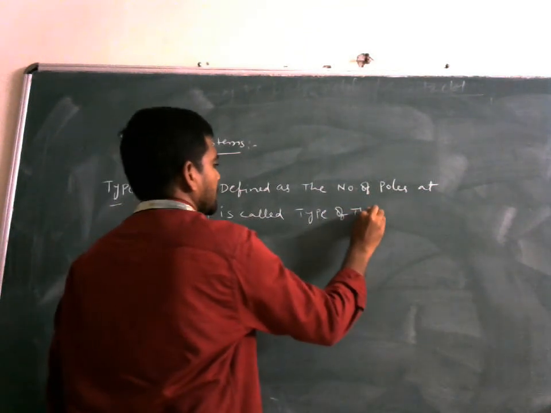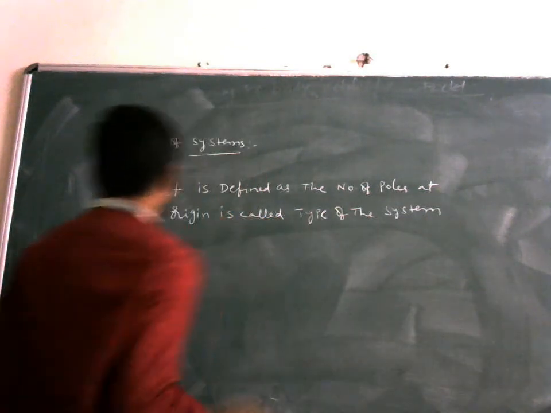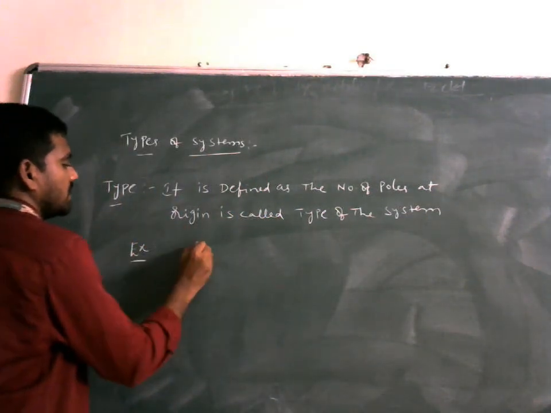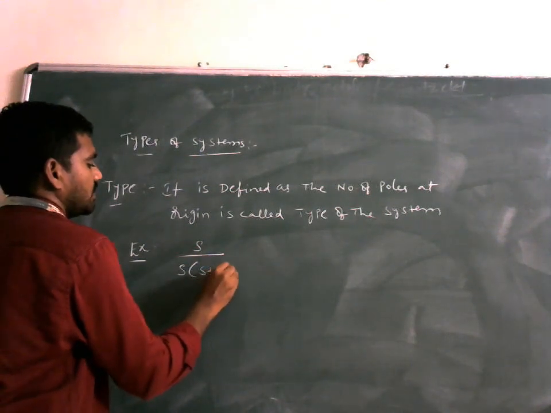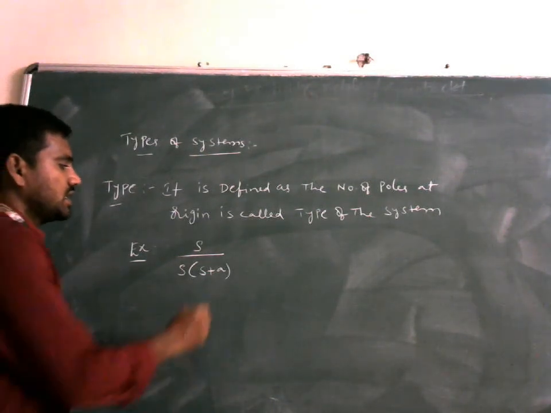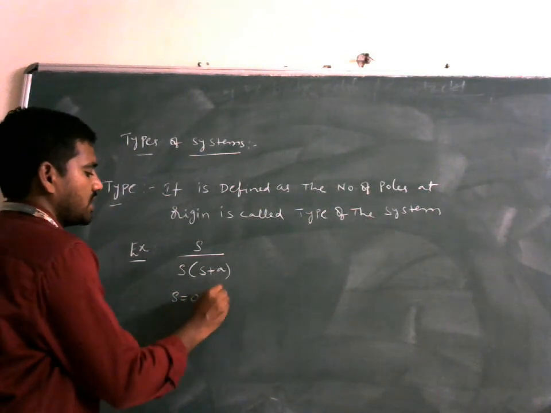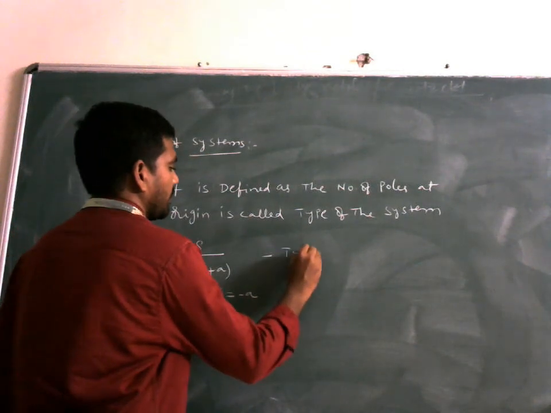Type of the system. Example: s divided by s into (s plus a). Which type of system is it? That means, how many poles are at the origin? The poles are at s equal to 0 and s equal to minus a. So this is a type 1 system.